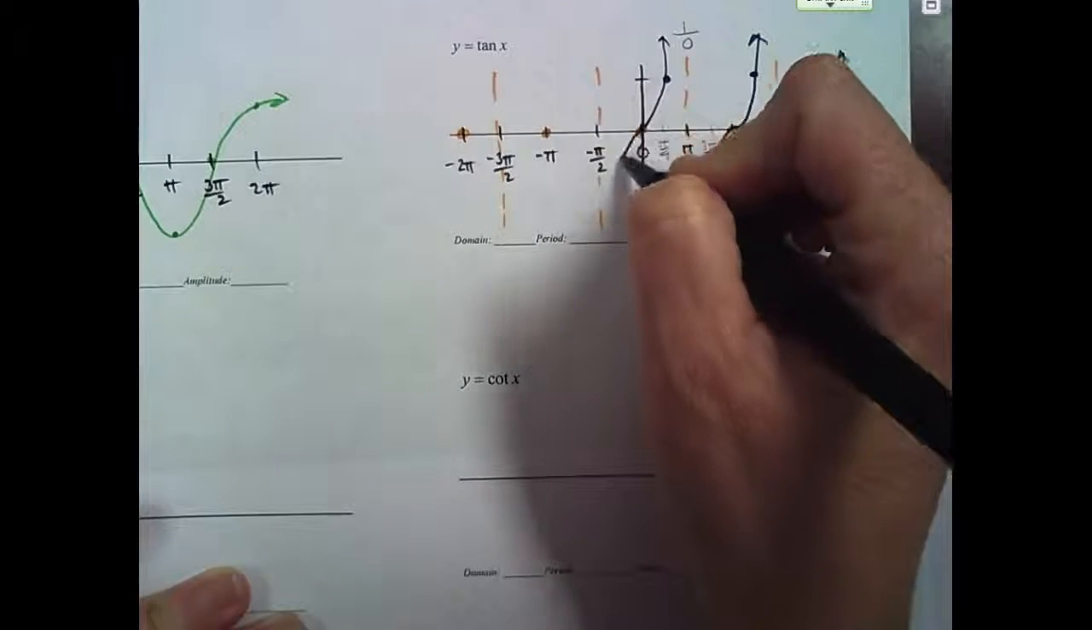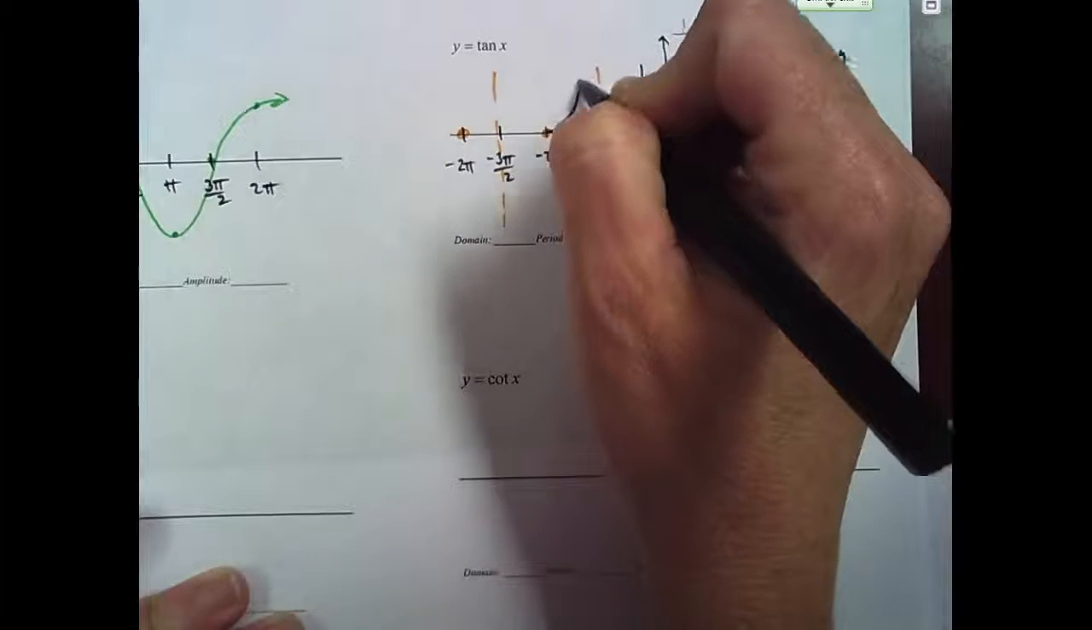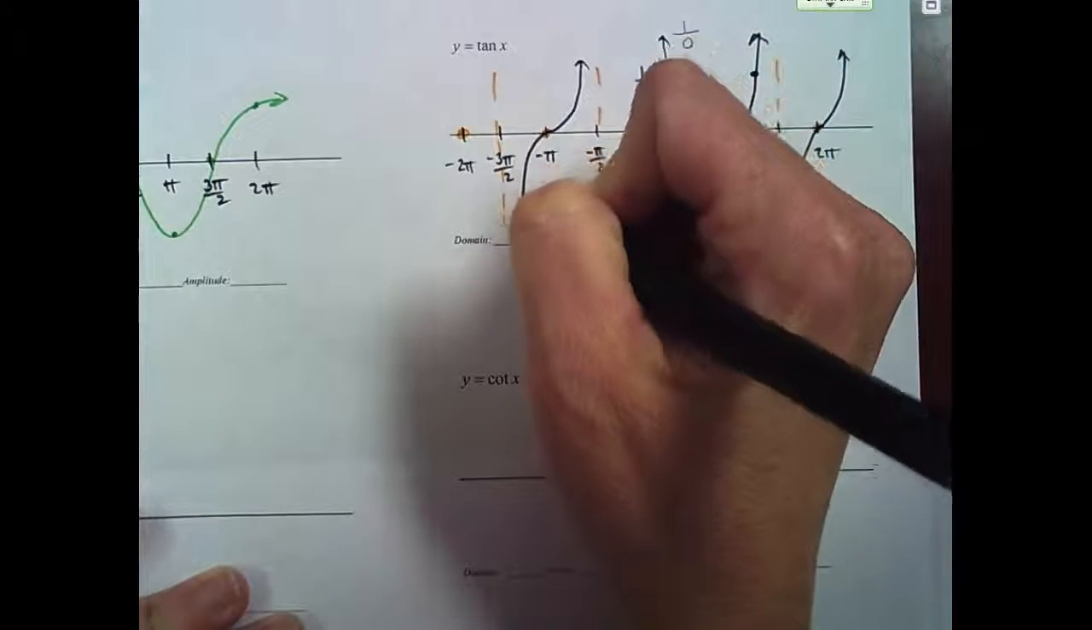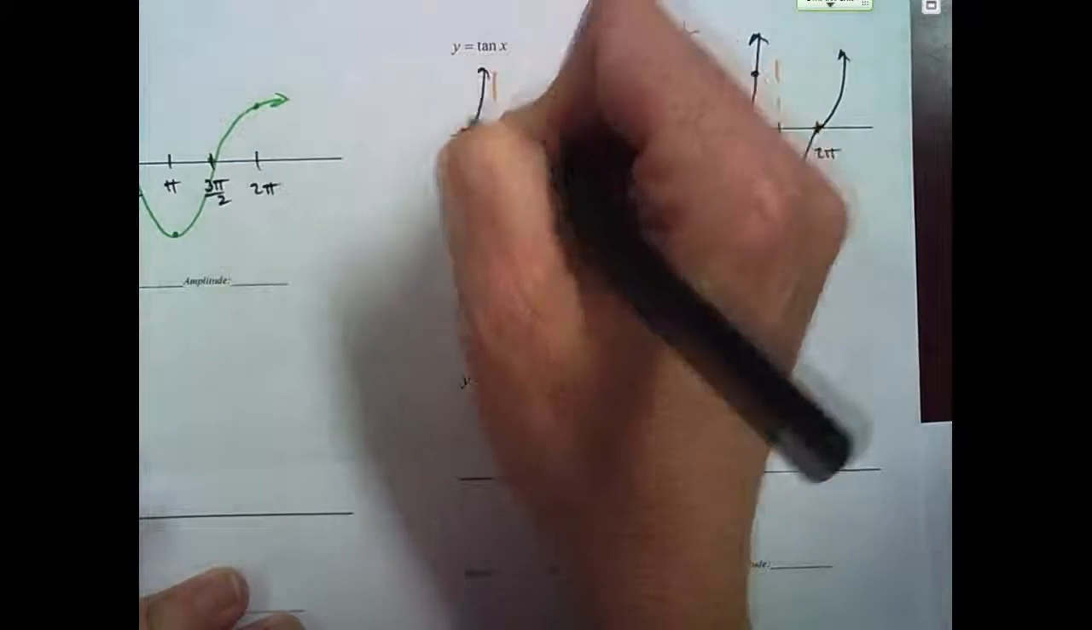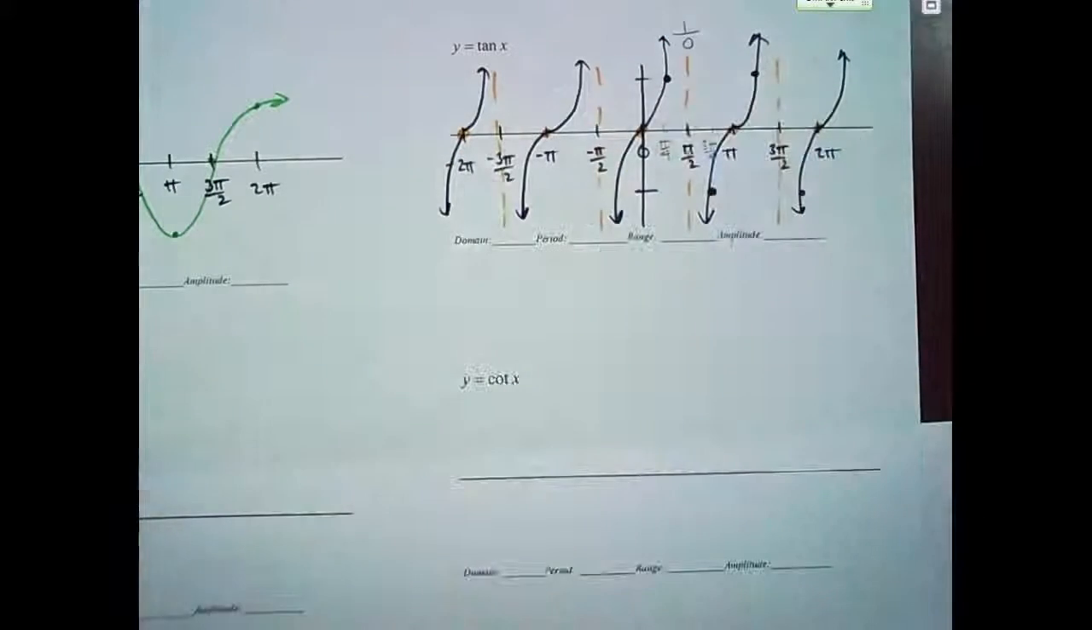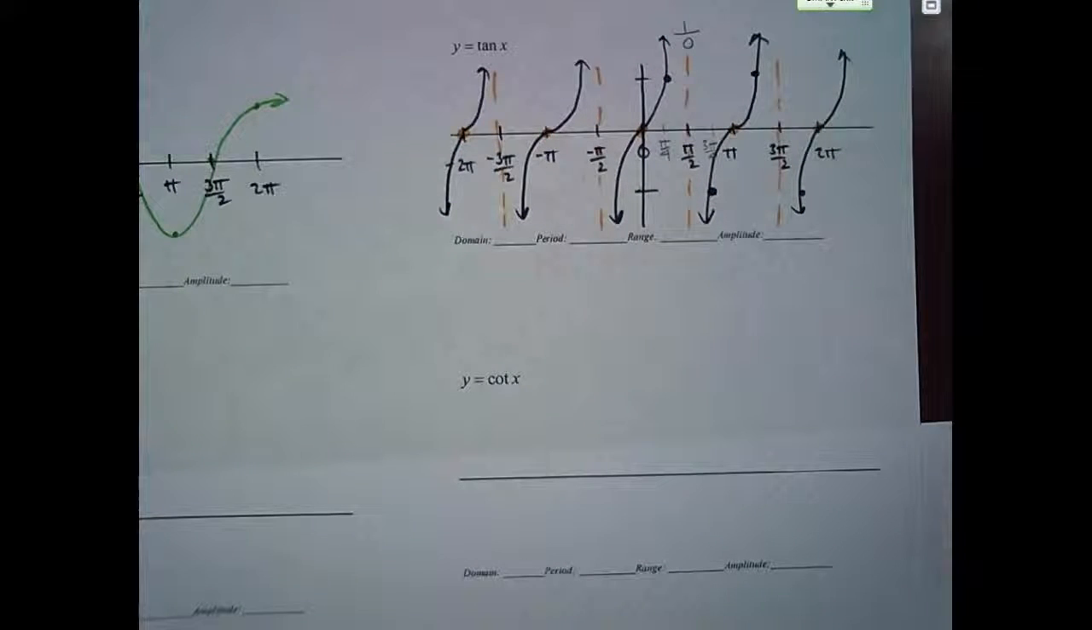Do you see it now? Up to the right, down to the left. Up to the right, down to the left. Okay, put your pencils down and just listen to me for a second.